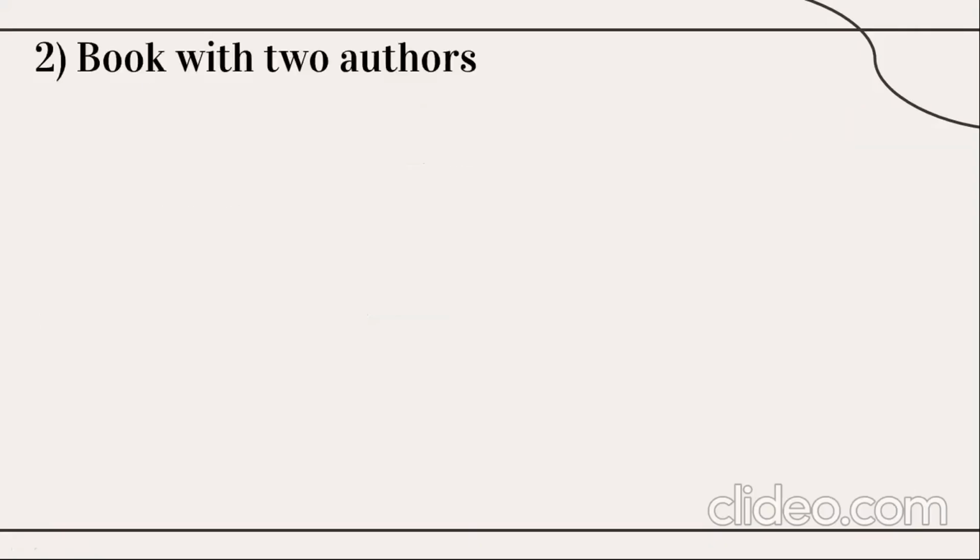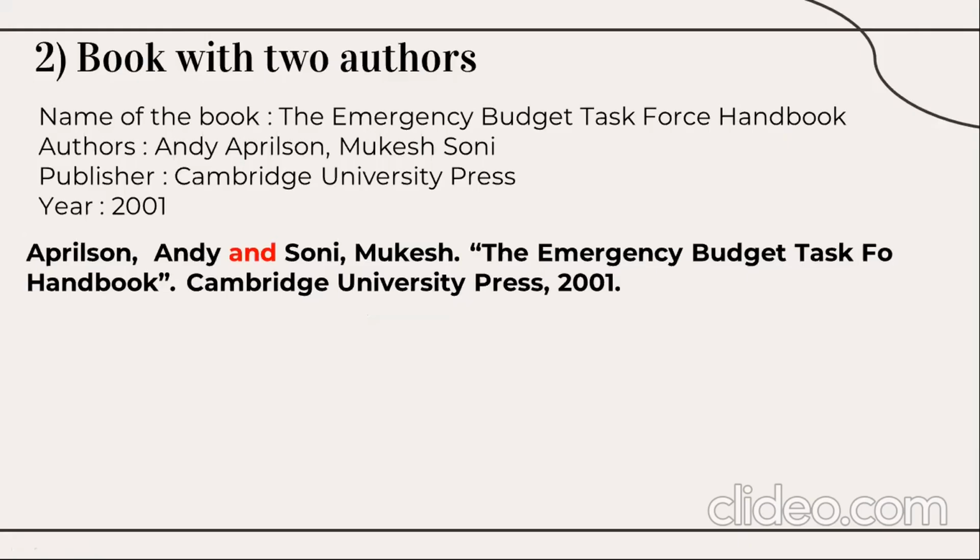Now, suppose the book has two authors. How to do it? So we have an example here. The book's name is The Emergency Budget Task Force Handbook. It's written by two authors, Andy Aprilson, Mukesh Soni, and publisher Cambridge University Press, year 2001.